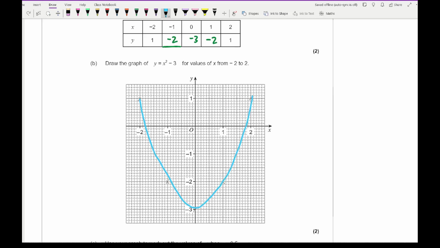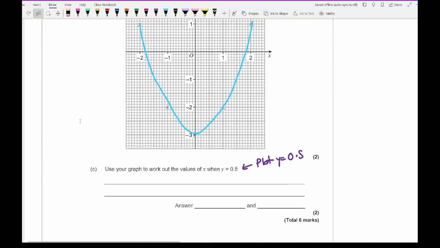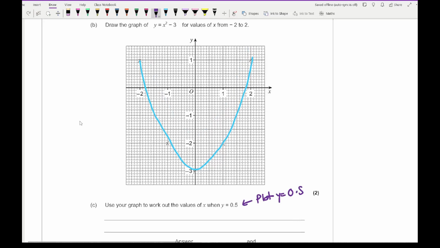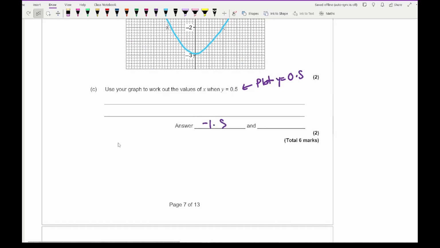So then plotting this, I'll use a thicker pen just to emphasize where this should be, like so. Now the next part of part C says use your graph to work out the values of x when y equals 0.5. So what we need to do here is plot y equals 0.5. We're looking for this line here, and I work out that to be roughly about 1.8. So I'd say minus 1.8 and positive 1.8. You may say 1.9, actually it's probably close to 1.9, I would say.